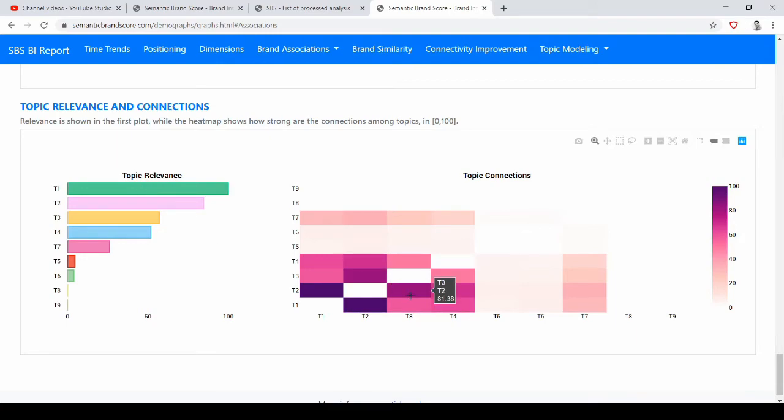And on this matrix, you also find the relationships among topics. So you see how strong is the link between two topics. We see, for example, from the color of these dark cells, that topic one and topic two are those most related, but there is also, for example, a strong relationship between topic three and topic two.